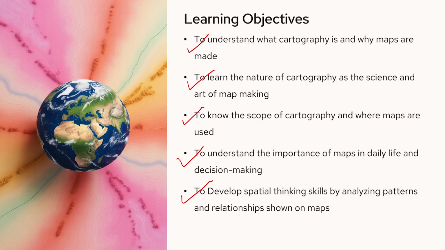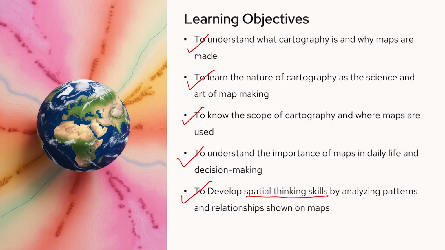Finally, to develop spatial thinking skills by analyzing patterns and relationships shown on the maps. The end outcome of this course is spatial thinking. You are going to think spatially. When you think spatially, you will be able to understand a lot of things. You will be able to understand reality in a simplified manner.